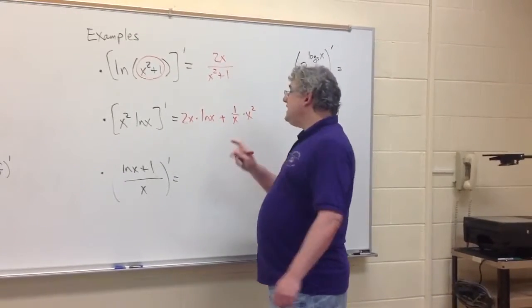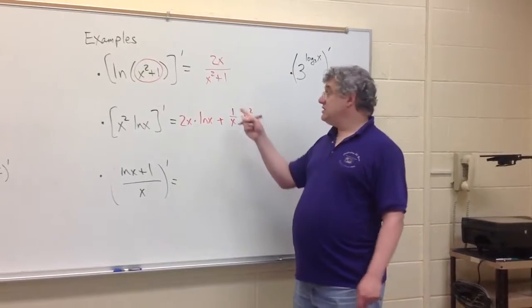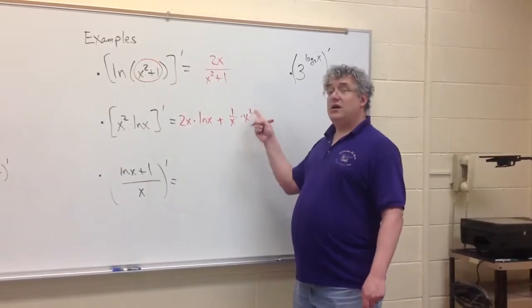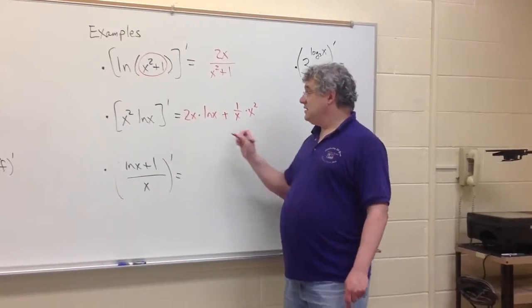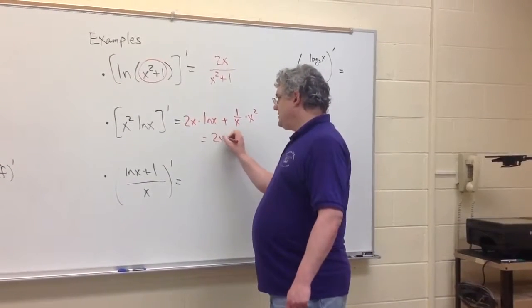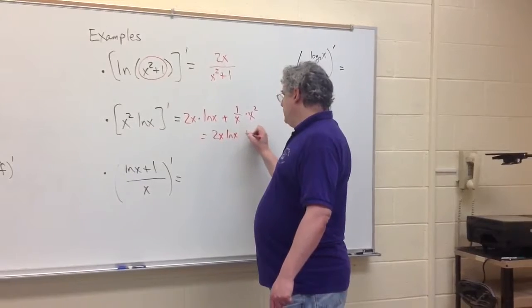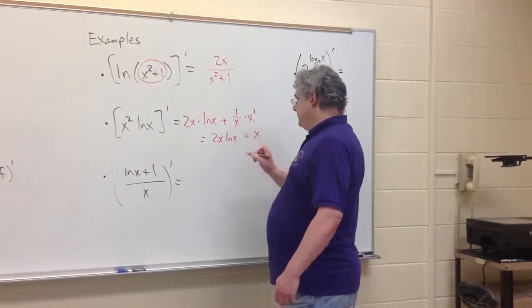We are not done here because we can simplify. Notice, 1 over x times x squared, that's a fraction, x squared over x. That simplifies as x. So we rewrite that. I have 2x ln x plus x.